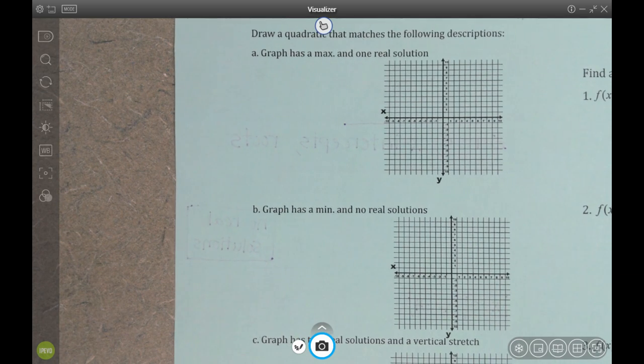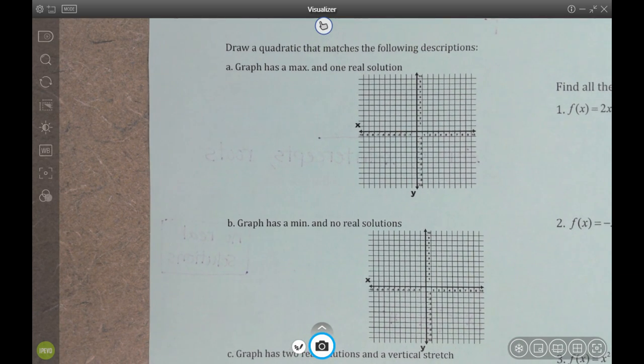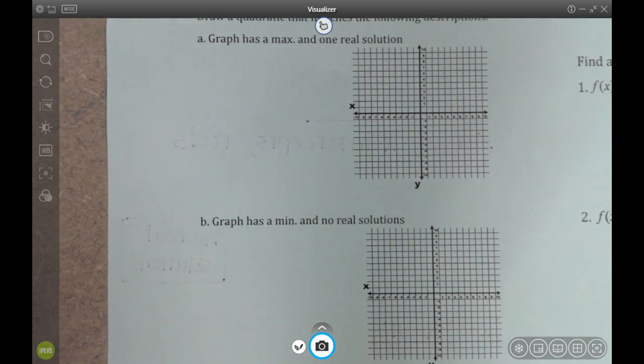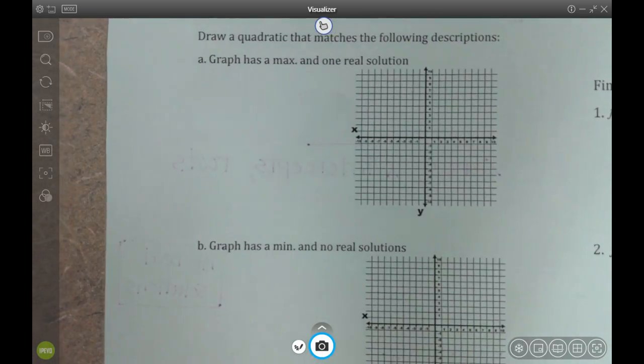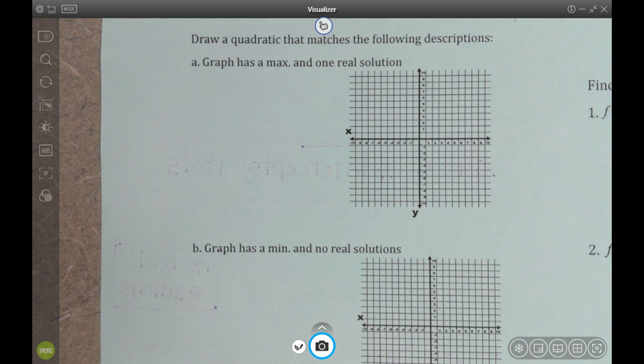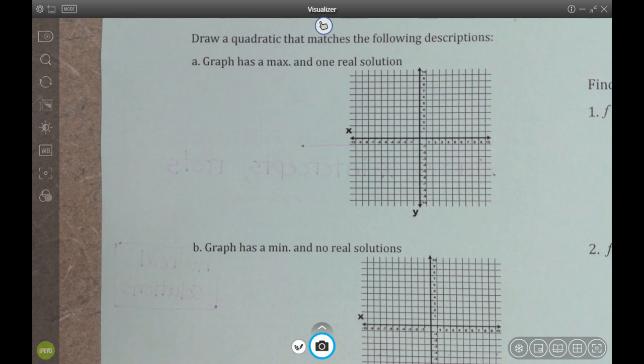Okay, so let's flip this over. It says, draw a quadratic that matches the following descriptions. Okay, so our description of our graph is that it has a maximum and it has 1 real solution. Well, if it only has 1 real solution, what do we know about the graph? There's only 1 x-intercept, okay? What does it look like if it has a maximum? It's upside down. Lots of you did the arc with your hands. Okay, so the graph is upside down and it's going to touch your x-axis 1 time, meaning your vertex is on the x-axis.